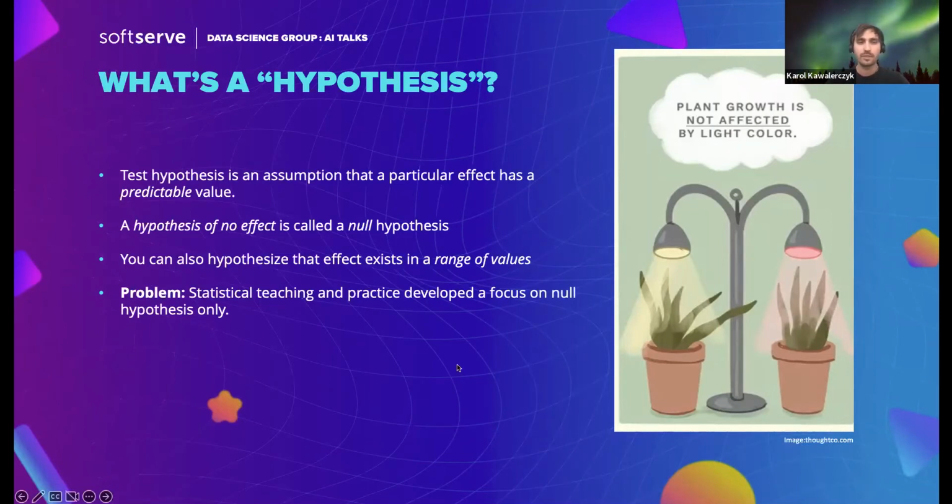So the first problem that we meet in statistical teaching and practice is that there's too much focus on the null hypothesis. Sometimes it's not enough. And sometimes if you test that there is no effect and you reject it, that's not enough to say that there is an effect. That's not enough to say that there is an effect in a specific direction, in a specific range. Maybe you should think about testing more than the null hypothesis. This is one of the things that maybe you should consider.